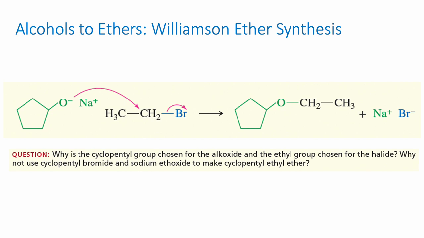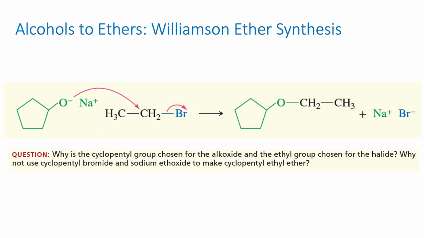So notice the question below says, why is the cyclopentyl group chosen for the alkoxide and the ethyl group chosen for the halide? Theoretically, we could swap them. However, in practice, the alkyl halide, when we're doing this ether synthesis, should have the lowest substitution possible, so either methyl or primary. As soon as we start getting into secondary, we have some substitution and some elimination.